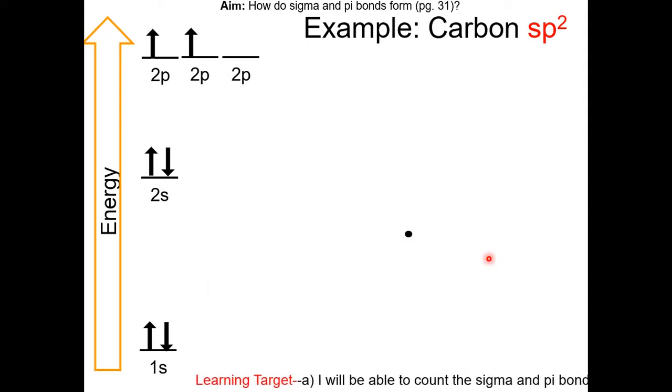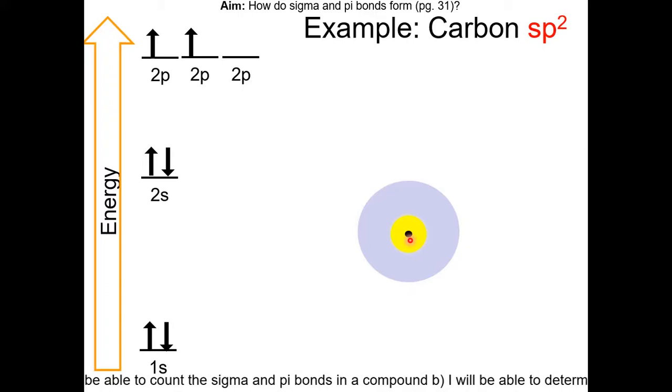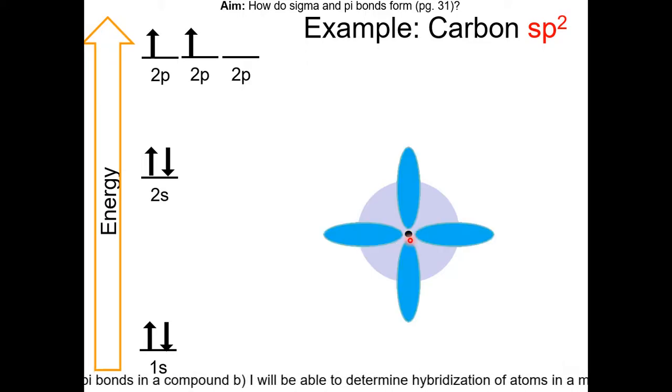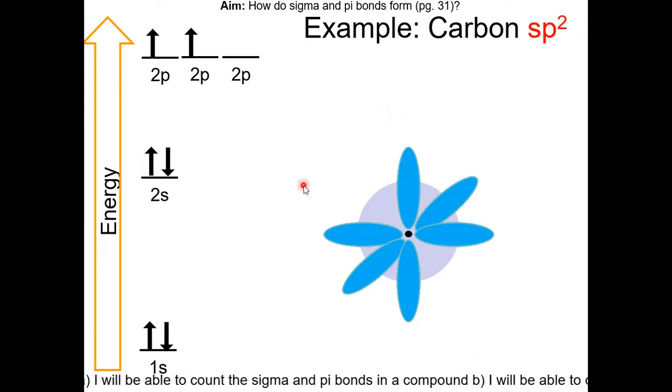Now we're going to look at pictures of carbon before and after hybridization. This black dot is the nucleus. This is the 1s orbital, the 2s orbital. We're going to ignore the 1s orbital because we're going to focus on the valence shell. Here are the p orbitals. So this is carbon before hybridization. In sp2 hybridization, we are going to mix the 2s orbital and 2 of the 2p orbitals. One of the 2p orbitals will not be mixed.